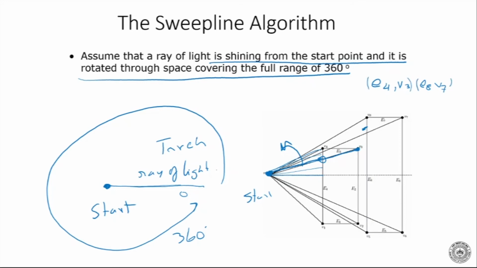Now we sweep it a little bit more. At this point, it is hitting no edge, but it is hitting the vertex V4. Further we sweep more, and we are hitting V8. In this way the ray of light is being rotated by 360 degrees, and we are noting whether it's an edge and a vertex, or only a vertex, as it makes a full sweep.